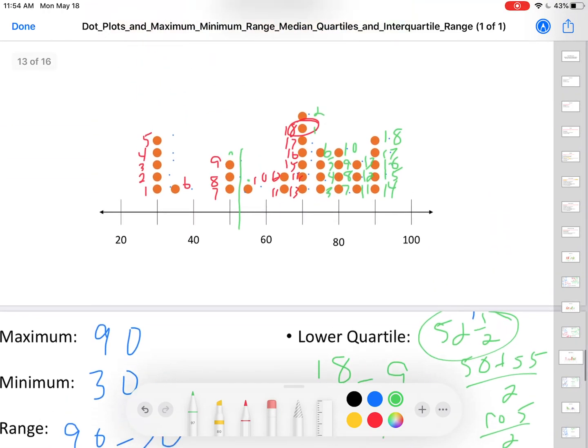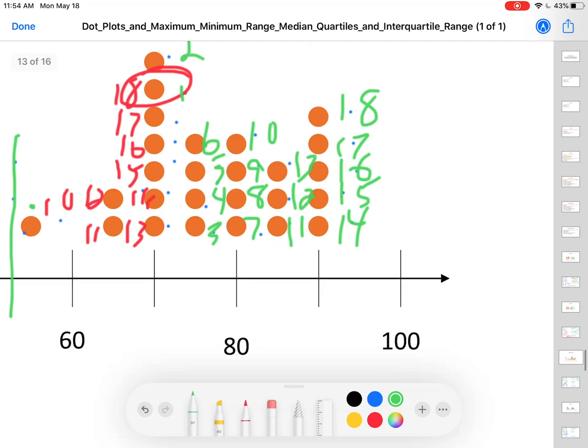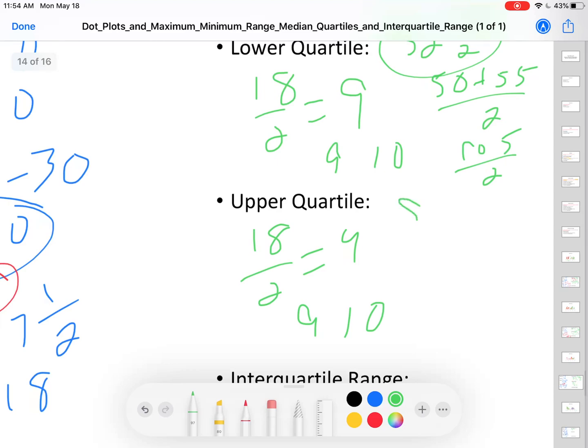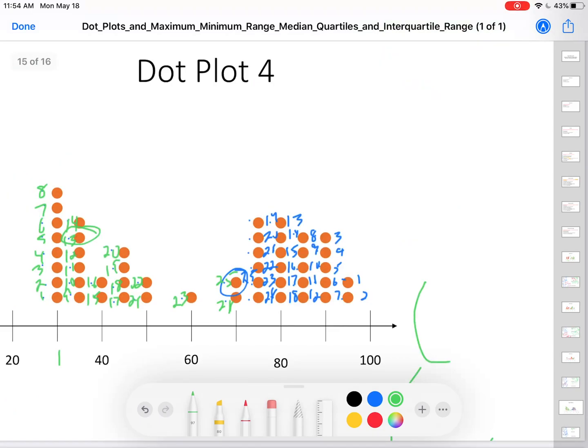9th and 10th dots. Here's the 9th dot. Here's the 10th dot. Draw a line between them. That's a horizontal line. They have the same value. The 9th value is 80. The 10th value is also 80. That means the upper quartile is 80. It's easier when it's a horizontal line than it is when it's a vertical line.